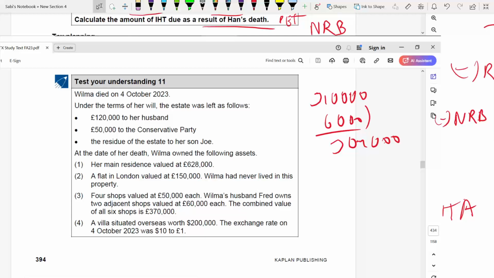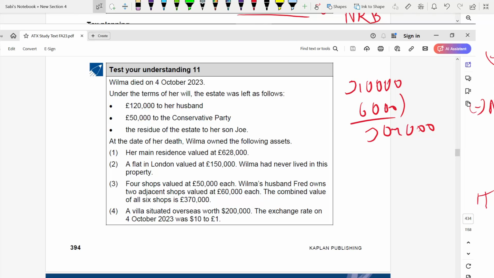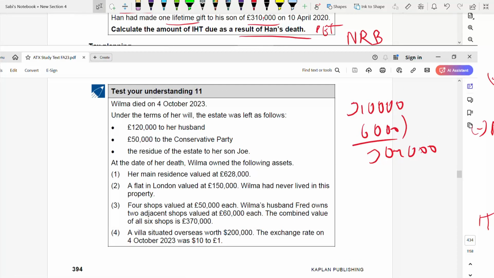Now test your understanding 11. So, test your understanding 11. You have to calculate a long death estate. You have been given lots of information. What are the assets that have been owned at death?